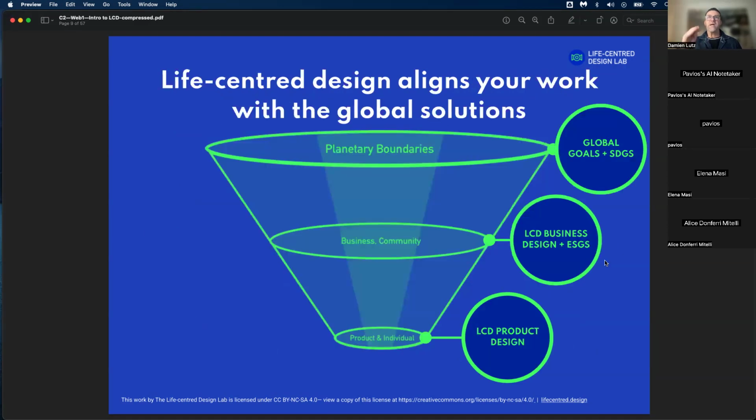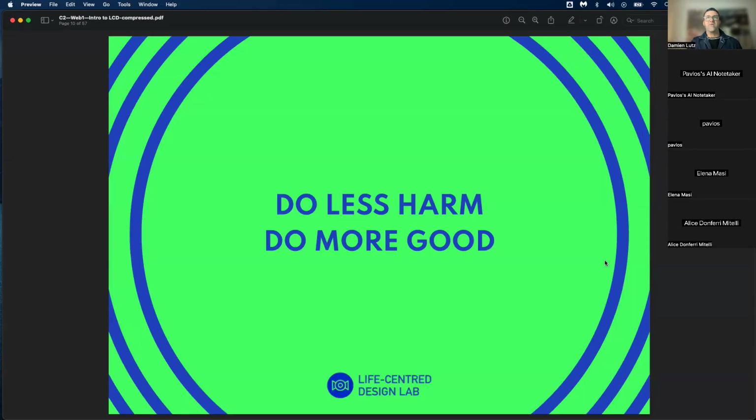And in that way, we can align. It's about aligning design, business and planetary goals. Ultimately, it's about doing less harm and doing more good. So taking less, producing less waste and pollution, but giving back more, regenerating the things that we impact, and regenerating the things that are the most vulnerable on the planet at the moment as well.